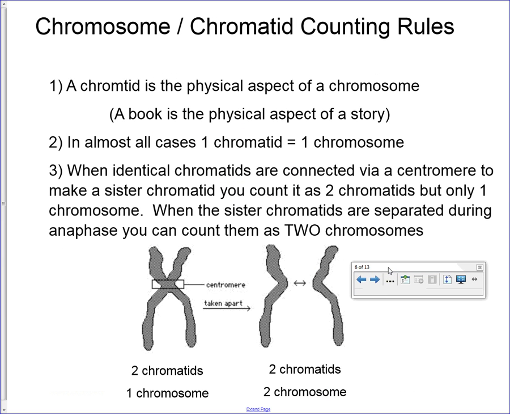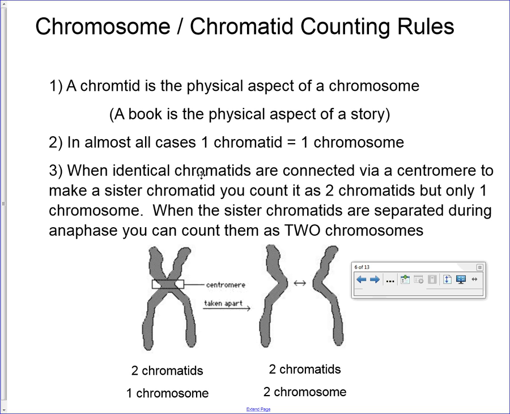Let's take a break and count the chromosome chromatid differences. They're very, very similar, and in most cases, they can be used interchangeably. To be very pedantic, or to be very specific, a chromatid refers to the physical aspect of a chromosome, kind of how a book is a physical aspect of a story, and the chromosome is the genetic story. In almost all cases, when you're counting chromosomes and chromatids, one chromatid is going to equal one chromosome and vice versa. However, there's one exception that can be made.